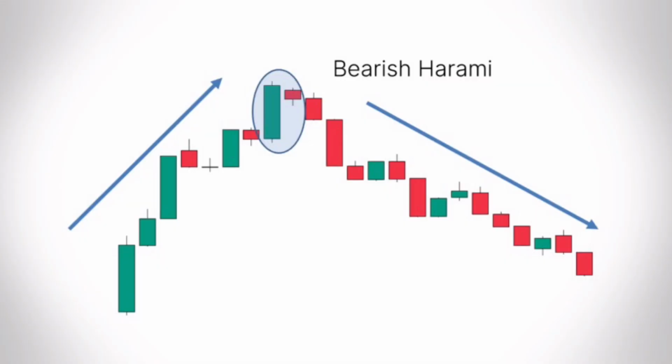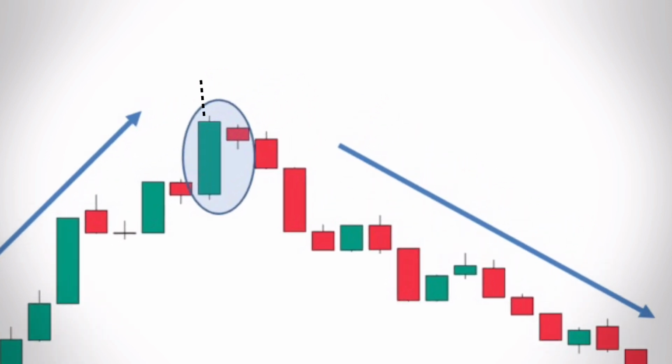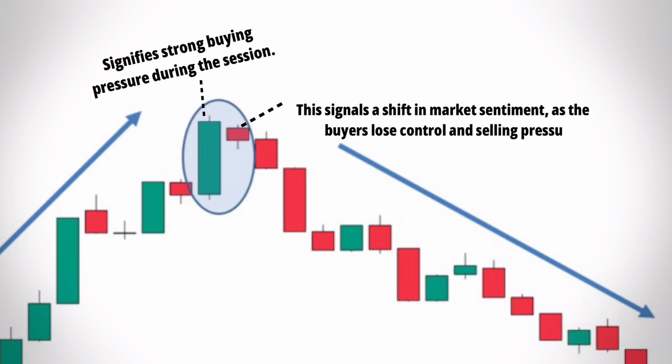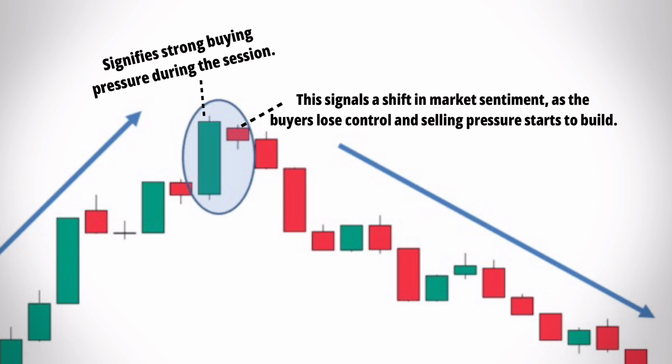Here's how to identify a bearish harami candlestick pattern when you see it on the chart. First, it is made up of 2 candlesticks. The first candle is a large bullish, that's green or white candle that signifies strong buying pressure. The second candle is a small bearish, that is red or black candle, whose body is entirely contained within the body of the first candle. You should also note that there should be no overlap between the body of the 2 candles. The second candle's body should open and close within the range of the first candle's body.